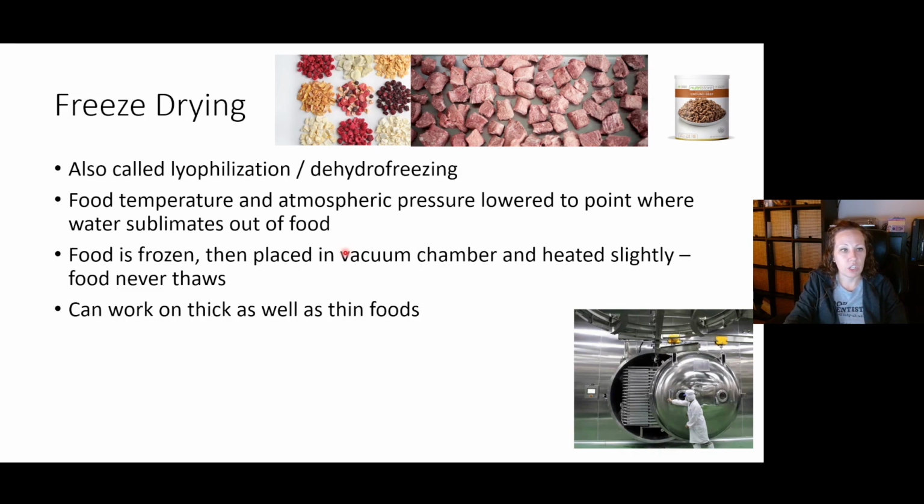One major advantage of freeze drying is it can work on thick as well as thin foods, because with pressure and our physical states, it doesn't matter whether the food is thin or thick, right? So the water is frozen, we change that pressure, and in that instant, water is now gas and escapes from the food.